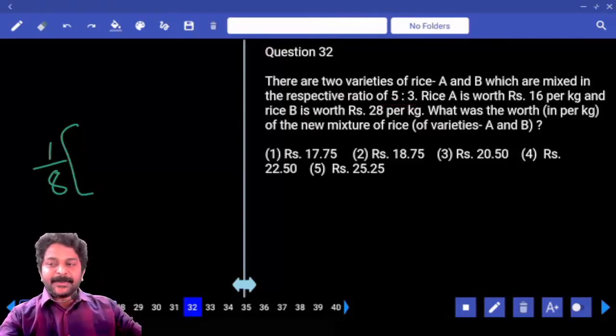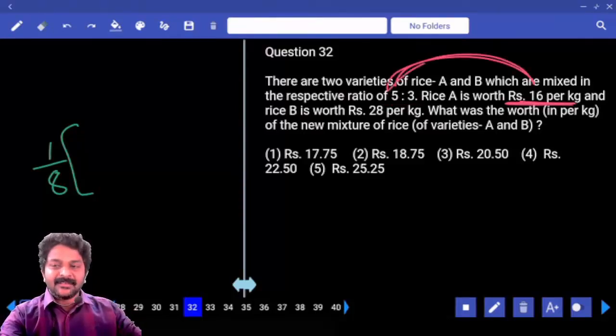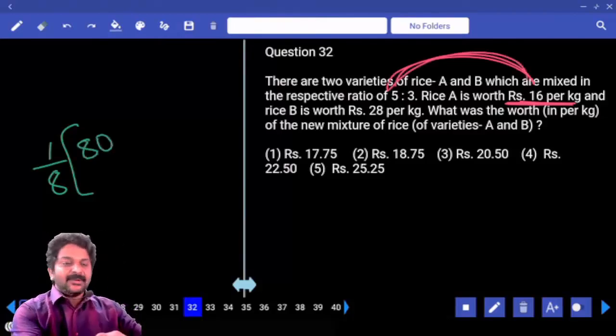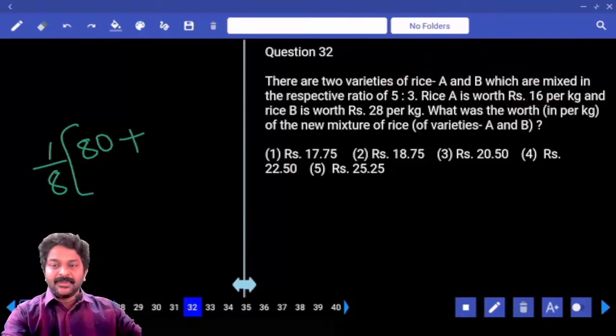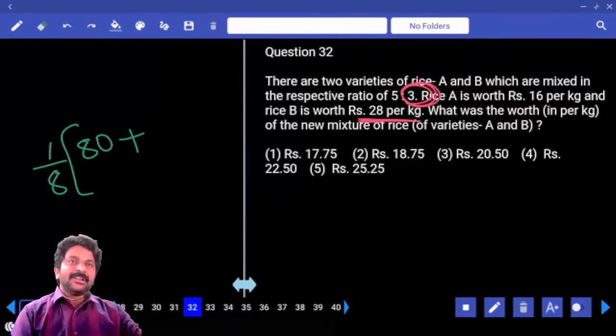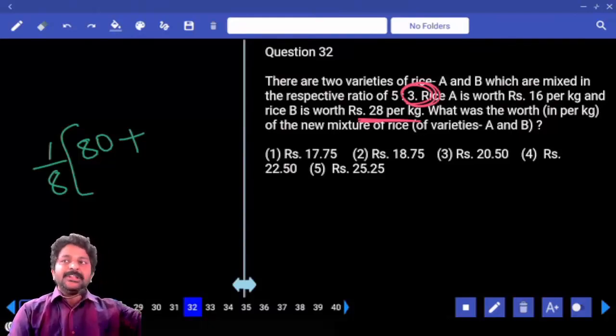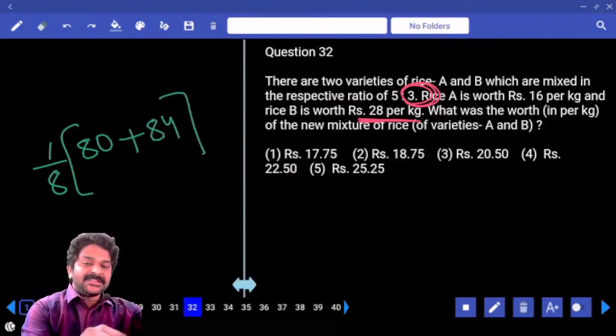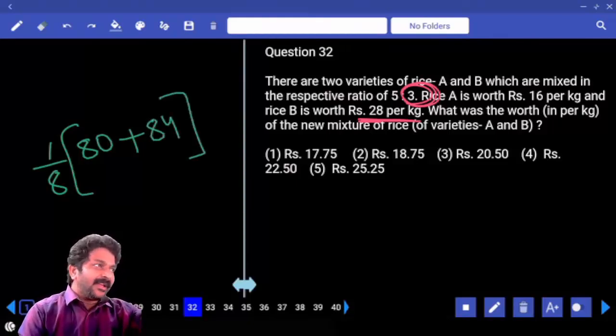First variety price per kg 16. How many kgs are there? 5. That means price is 80. Next, what is the second variety cost? 28. How many kgs are there? 3. That means total price 28 into 3. Average in the sense divided by 8 because we have 8 kgs.